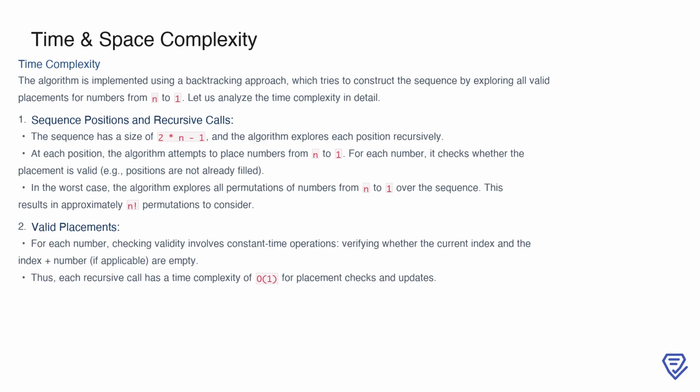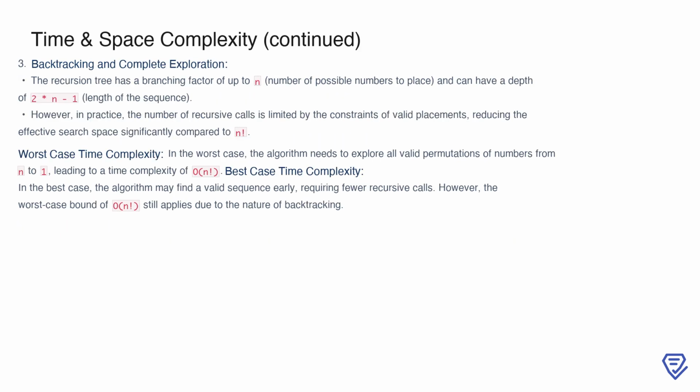However, in the worst-case scenario, the algorithm may need to explore all permutations of numbers from n to 1, which results in a factorial growth of possibilities, approximately n factorial. This factorial growth is what dominates the time complexity in the worst case. The backtracking process relies on recursive exploration, which can be visualized as a tree structure. Here, the branching factor corresponds to the number of numbers that can be placed at each step, which is up to n, and the depth of the tree is limited by the length of the sequence, or 2n + 1.